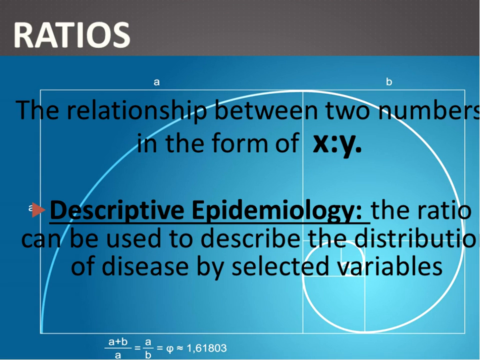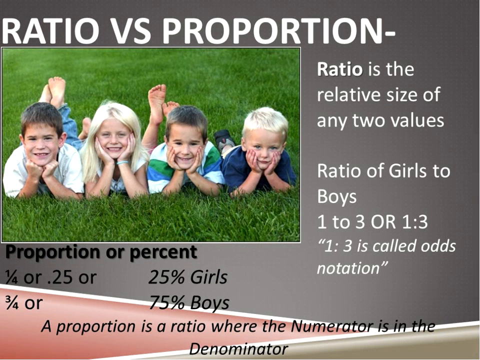Descriptive statistics allow us to understand a set of variables. And because it's a simple proportion, we usually only have two variables in which we're trying to describe. And I think if we take a little closer look at an example, it'll help you understand the difference between a ratio and a proportion. So the ratio of girls to boys is 1:3, or written 1:3. And this is also called odds notation when you write it this way.